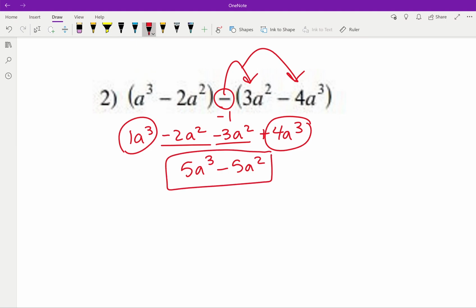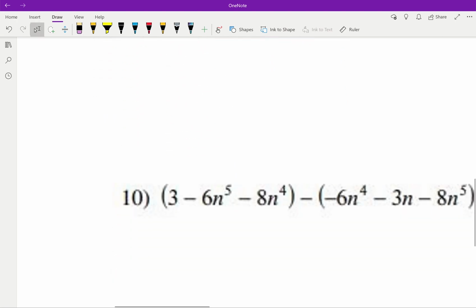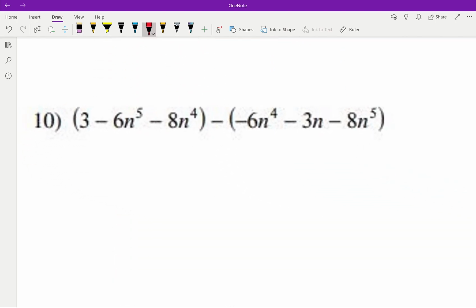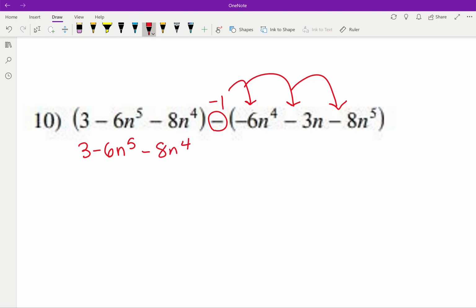Okay, let's look at the last example. Remember, if I see a negative sign, that's the same as negative 1. And I'm going to distribute it to everything inside my parentheses. So I have 3 minus 6n to the 5th minus 8n to the 4th. Negative 1 times negative 6 is plus 6n to the 4th. Negative 1 times negative 3 is plus 3n. And negative 1 times negative 8 is plus 8n to the 5th.